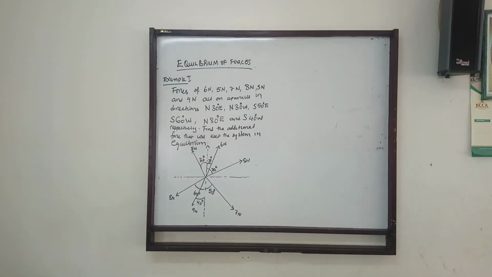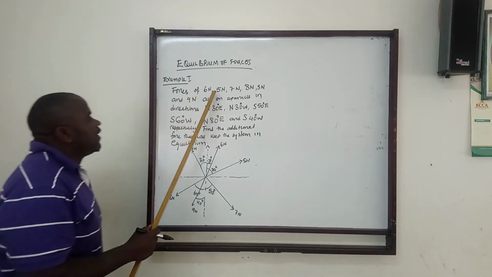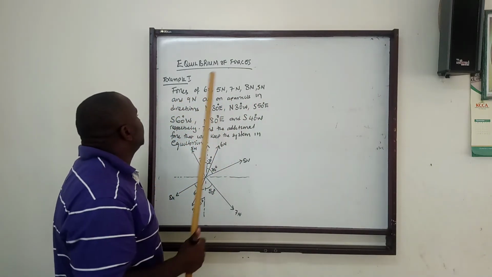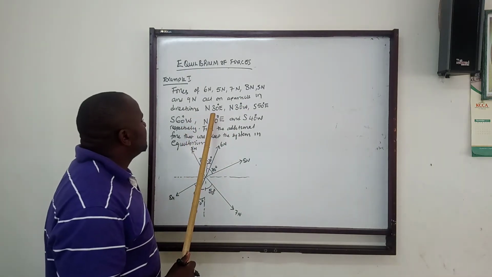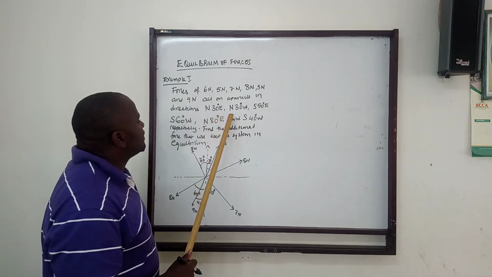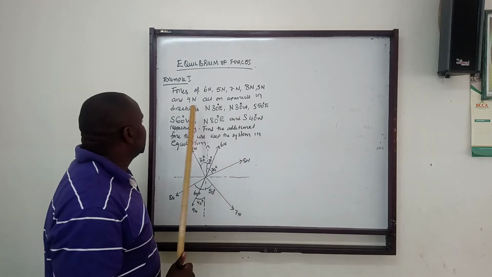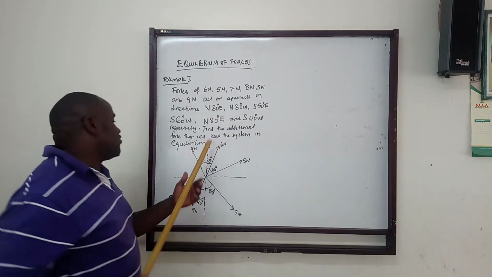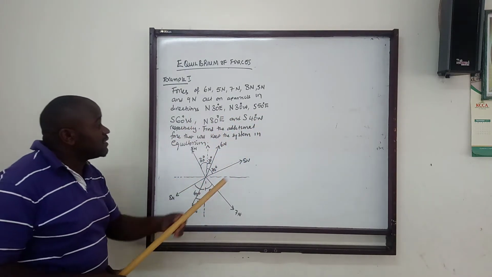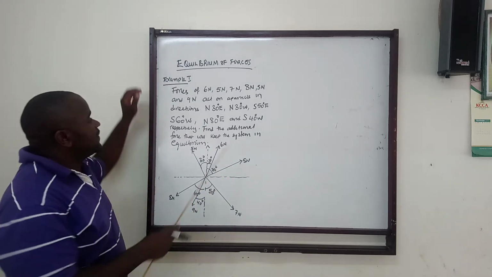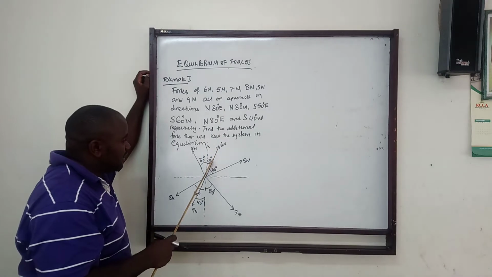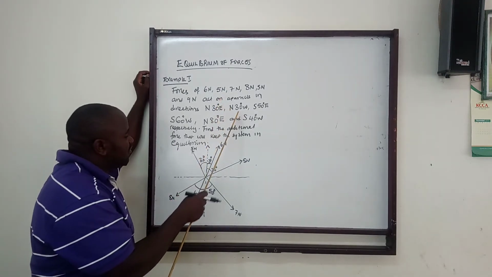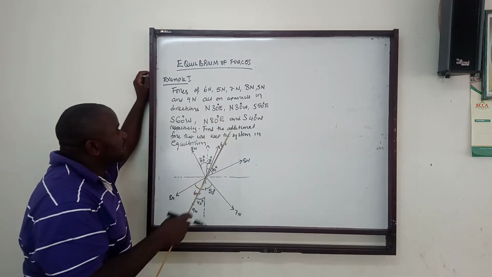Okay, so when you look at that question, it reads forces 6, 5, 7, 8, 5, and 9 act on a particle in these directions. North 30 degrees east, north 30 degrees west, and so on. So if I draw the diagram and I extract out these forces according to their directions, 6 newtons acts north 30 degrees east, which is that. 5 acts north 30 degrees west, which is this one.